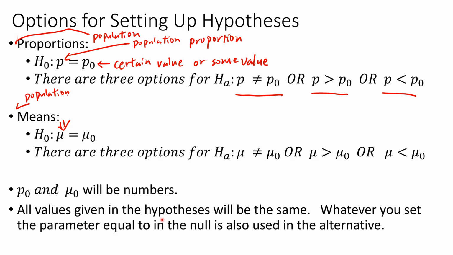All values given in the hypothesis will be the same. Whatever you set the parameter equal to in the null hypothesis is also used in the alternative hypothesis. It means if we use the P0 in the null hypothesis, we should also use P0 in the alternative hypothesis, no matter whether the relationship is doesn't equal, larger, or smaller. Same thing if we are interested in the population mean. If we use mu0 in the null hypothesis, the mu0 will also appear in the alternative hypothesis, no matter which form we use.